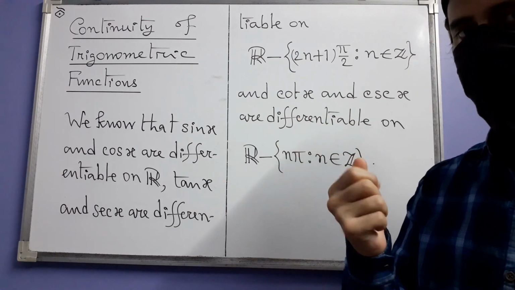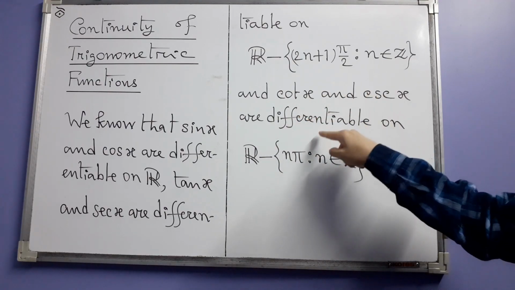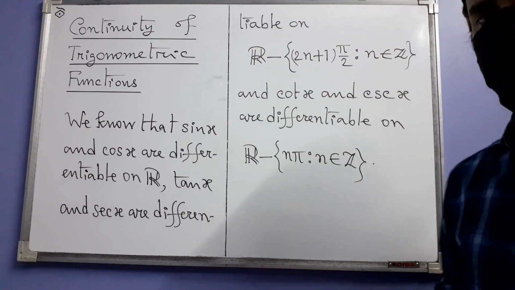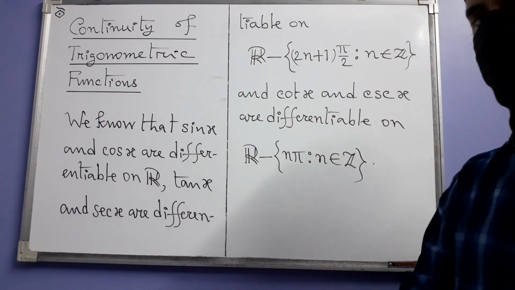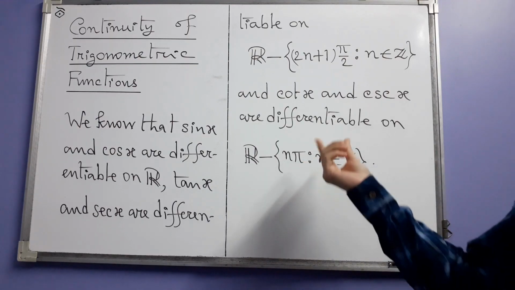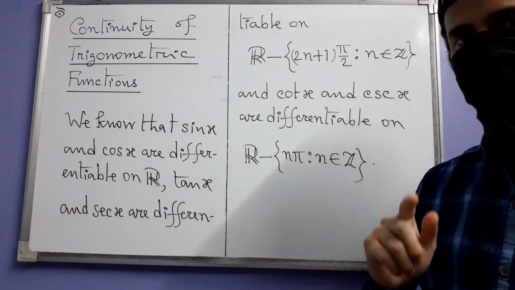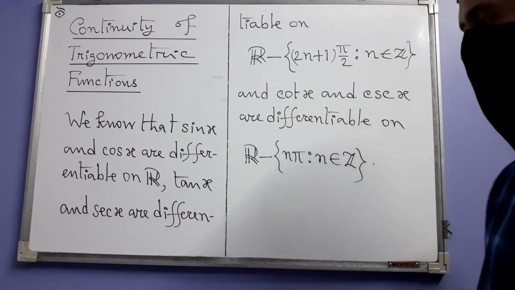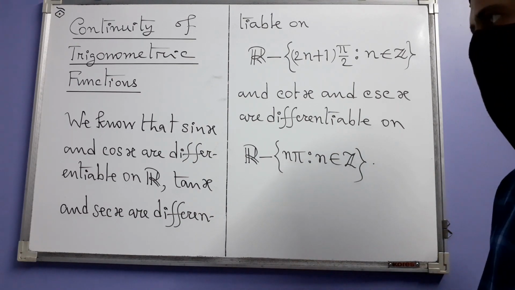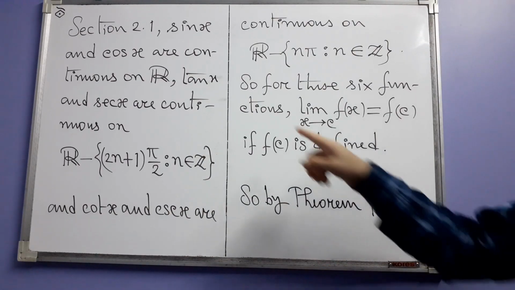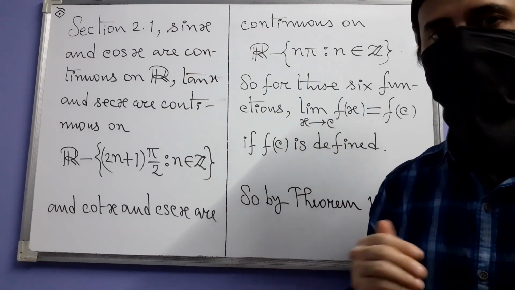Elsewhere, wherever they are defined, they are differentiable. Similarly, cotangent function and cosecant function are both differentiable on this set, at every real number which is not an integer multiple of pi, because these are the real numbers where these functions are not defined. And that is why, because they are differentiable, automatically they are also continuous. Let's recall the result that tells us that. And that theorem is this, theorem 1 of section 2 part 1, which basically tells us that differentiability implies continuity.